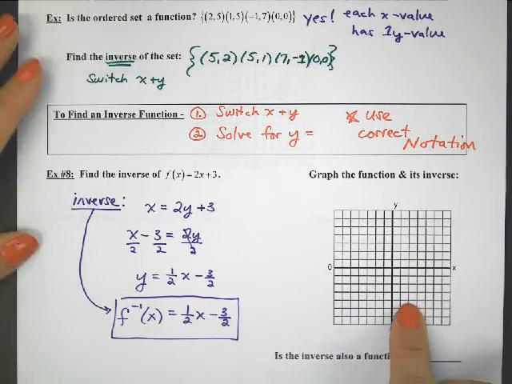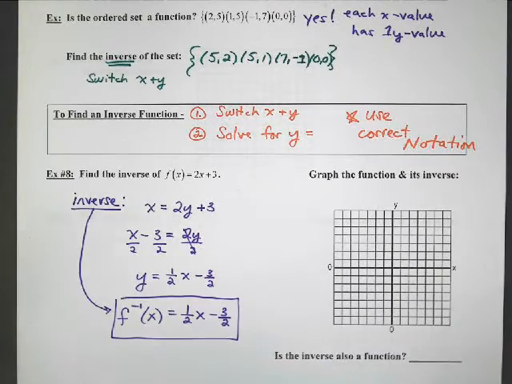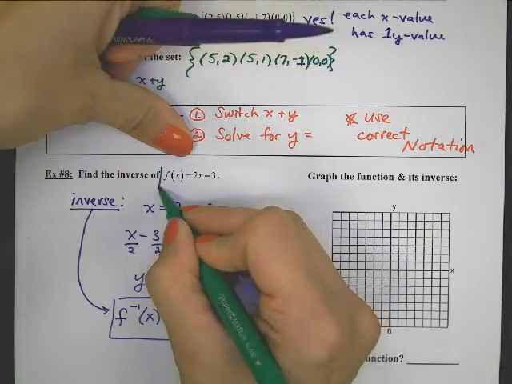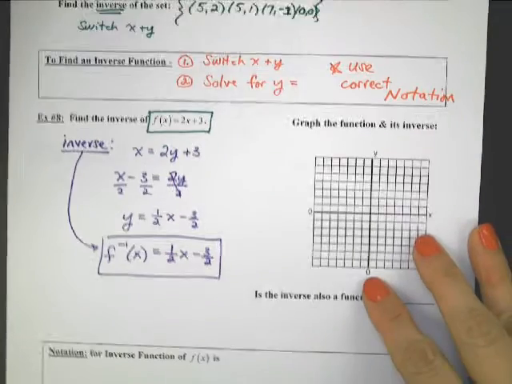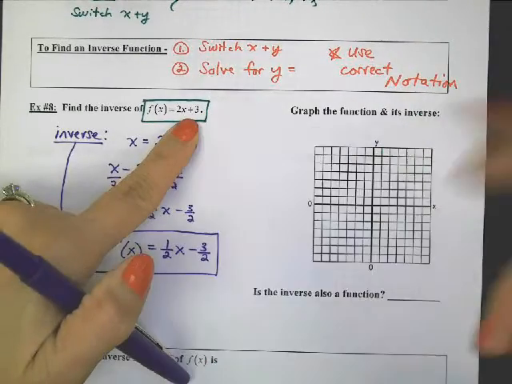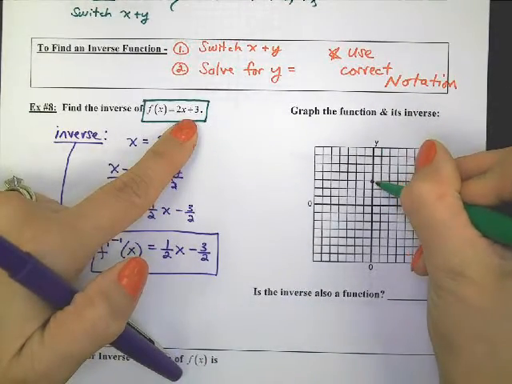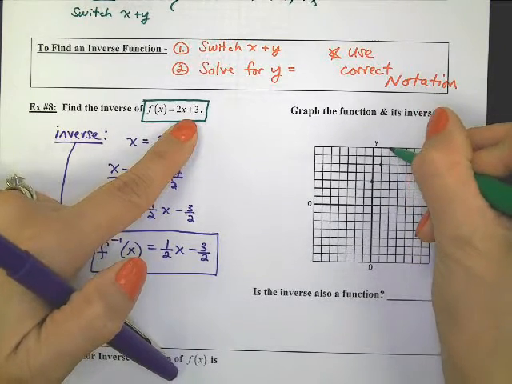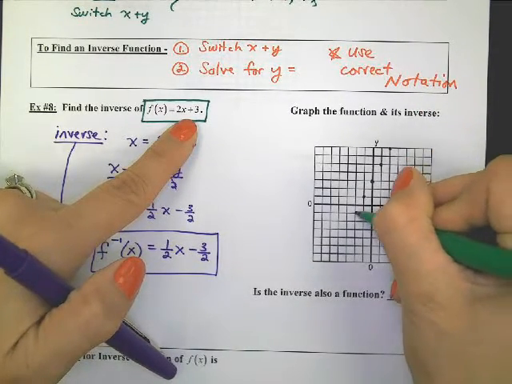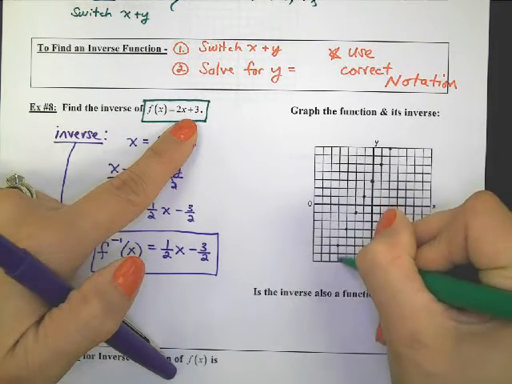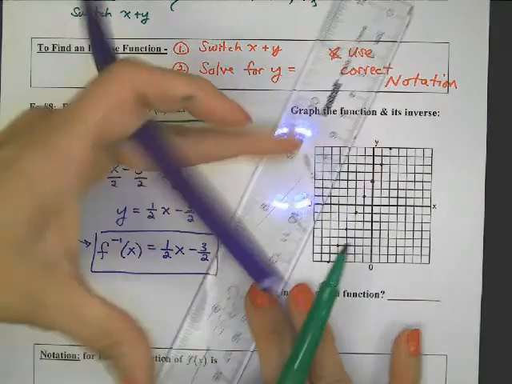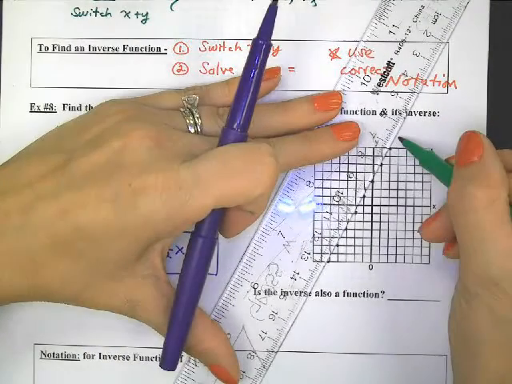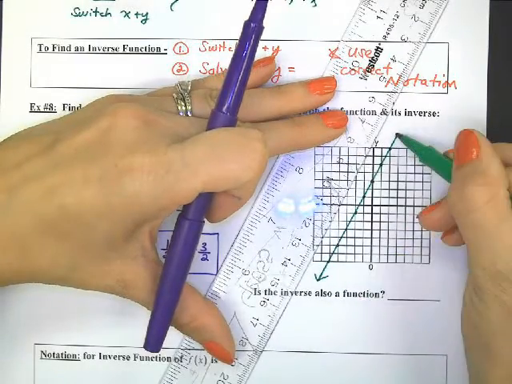They want us to graph the original function and the inverse. So maybe I'll color code here. I'm going to graph the original f of x in green, and then I'll graph the inverse in my purple marker. So how do you graph a line? First you go to the y-intercept of 3, and the slope is 2, up 2 over 1, down 2, left 1. I want to make sure that my line is really nice and straight and in the correct spot. So I'm going to put as many points as I can on the graph paper. I'm going to use a ruler or grab your ID to make sure your line comes out nice and straight.